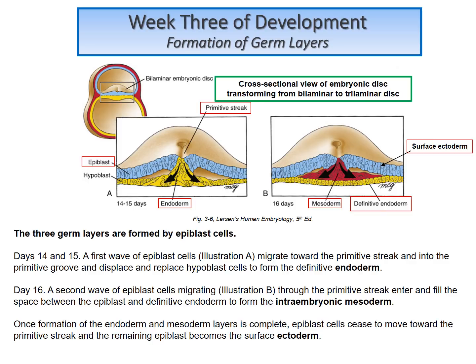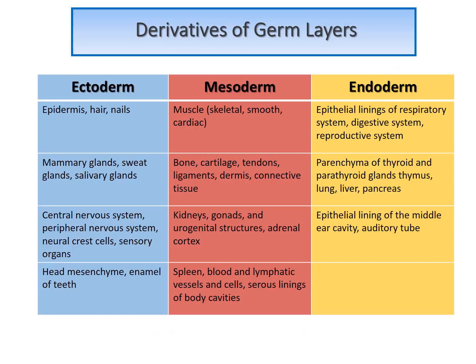On day 16, a second wave of epiblast cells migrating through the primitive streak enter and fill the space between the epiblast and the definitive endoderm to form the intraembryonic mesoderm. Once formation of the endoderm and mesoderm layers is complete, epiblast cells cease to move toward the primitive streak, and the remaining epiblast becomes the surface ectoderm.